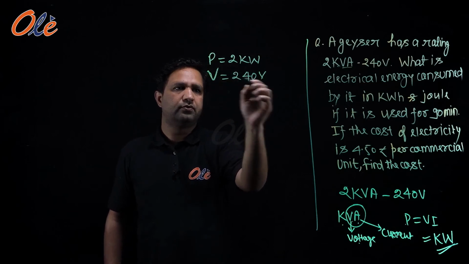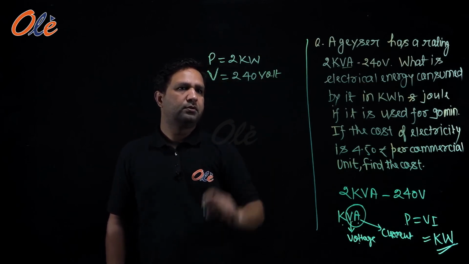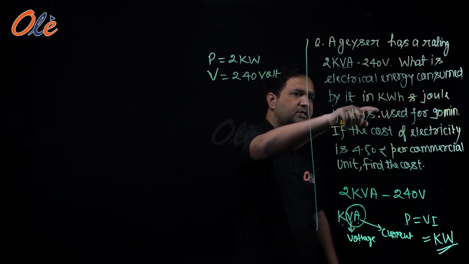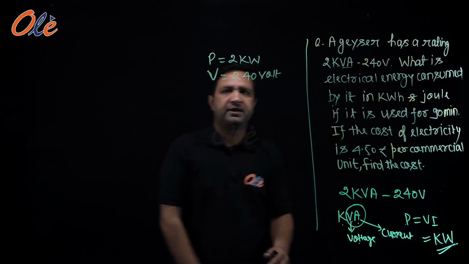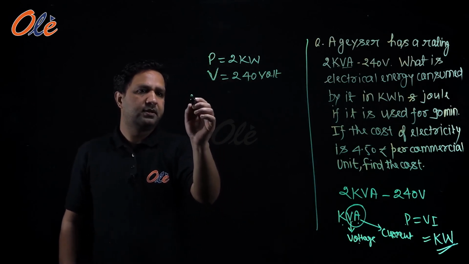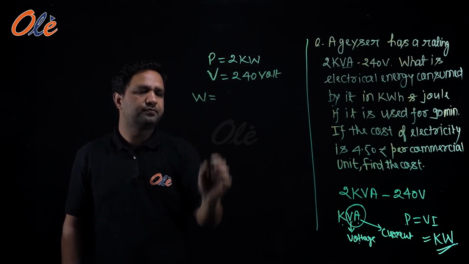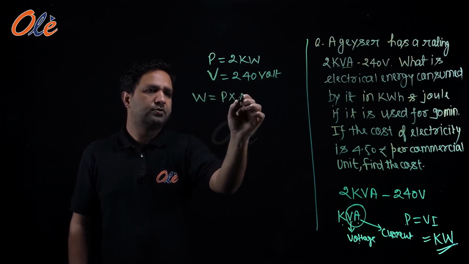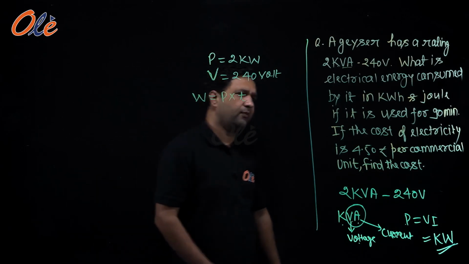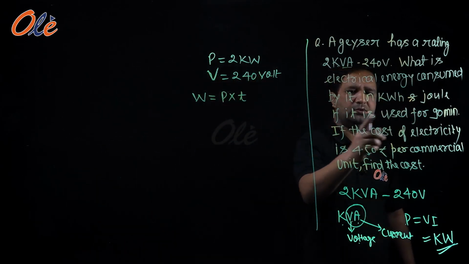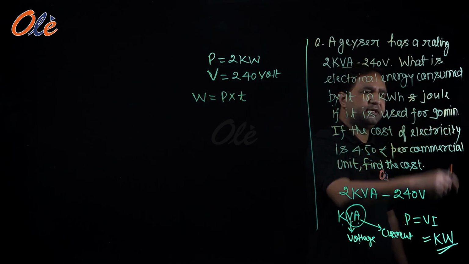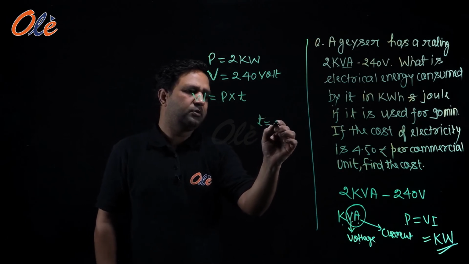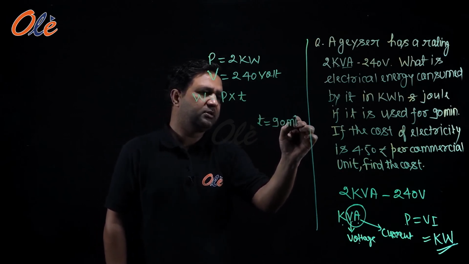V is equal to 240 volt. What is the electrical energy consumed by it in kilowatt hour? Electrical energy, W is equal to P into T. What is the time given? By it in kilowatt hour and joule if it is used for 90 minutes. How much time is given? 90 minutes. T is equal to 90 minute.